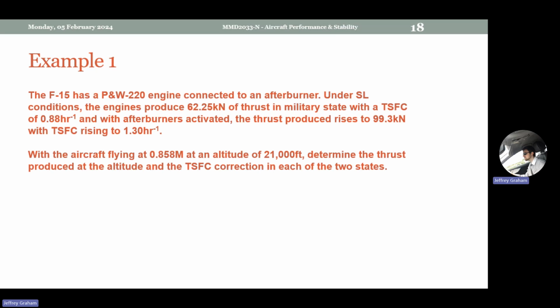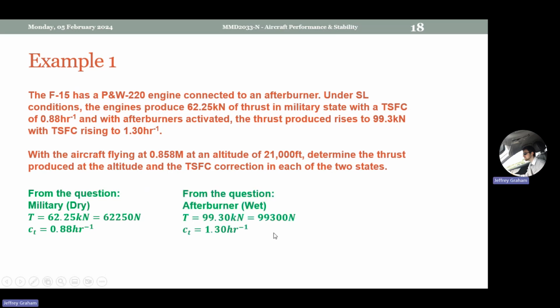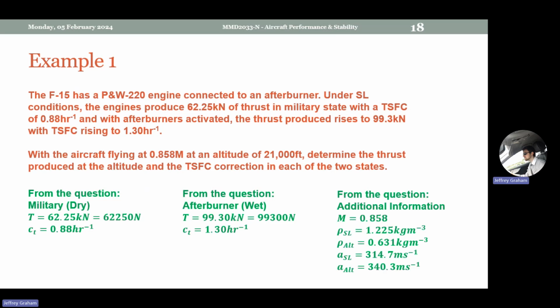Right, quick example. This has a solution in the PowerPoint on Blackboard, but here we go. The idea here is you've got an engine under sea level conditions and an afterburner condition. So it's normal state, afterburners on. What's the thrust produced? What's the thrust specific fuel consumption value change based on 21,000 feet, 0.858 Mach. Right. From the question, there's a thrust. There's the thrust specific fuel consumption value. For the dry, a repeat for the wet, so the afterburner condition, and some key values that you're going to need to stick into the formulas.